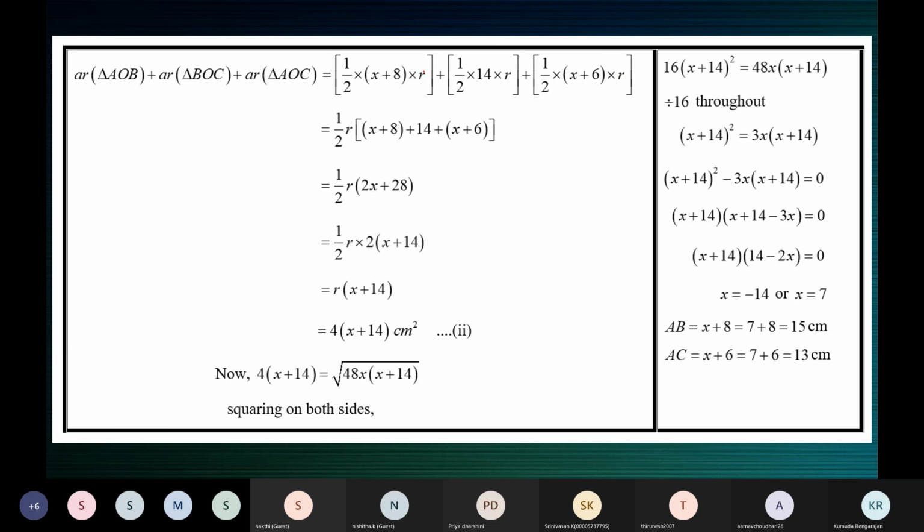I'm on doubt. One second. You can take R as 4 here. Shakti, yes. Let me just finish it, and then we'll take up your doubt.